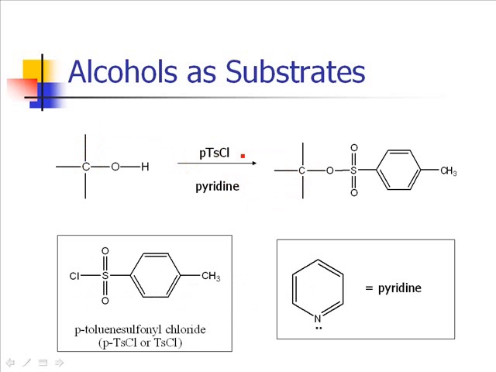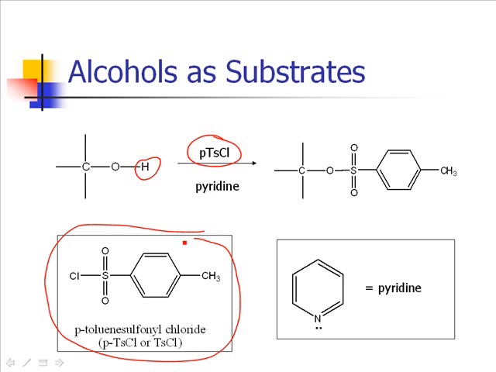Let's look at one way to make the OH group into a better leaving group. If we take an alcohol and react it with a reagent called para-toluene sulfonyl chloride, abbreviated PTSCl or TsCl, and has the structure shown here in the left box, in the presence of a base, pyridine, we can form a species called an alkyl tosylate.